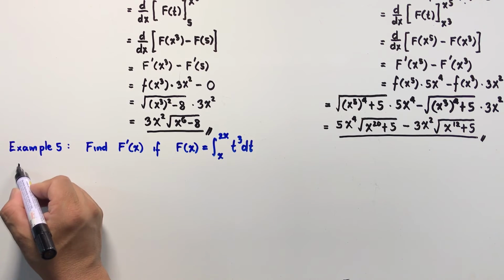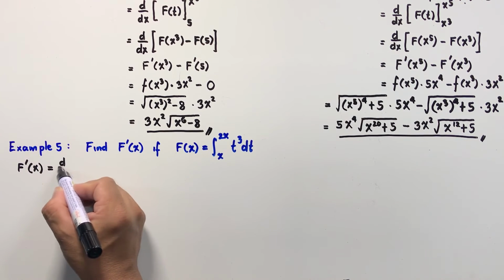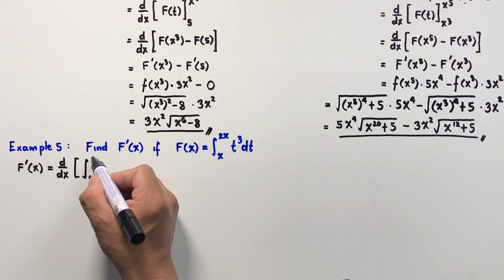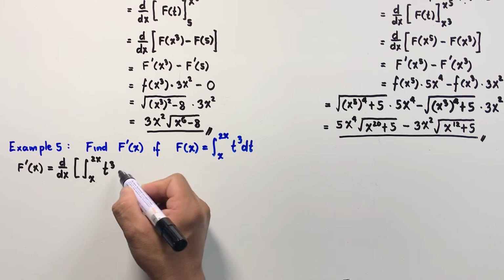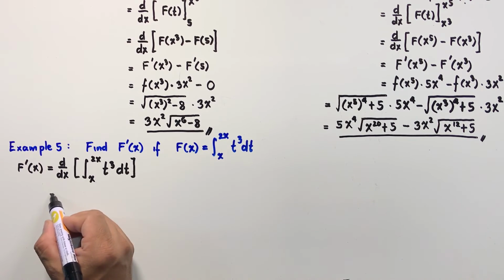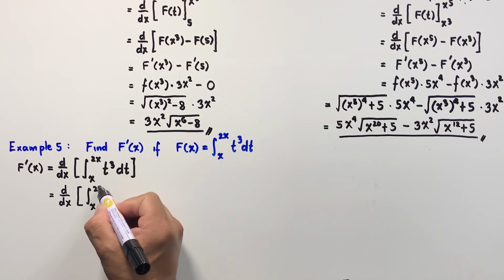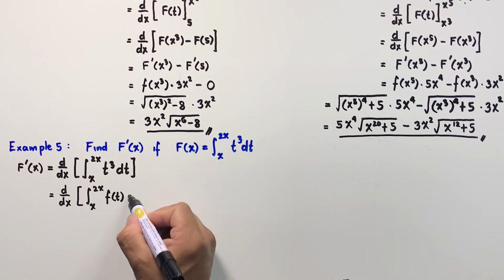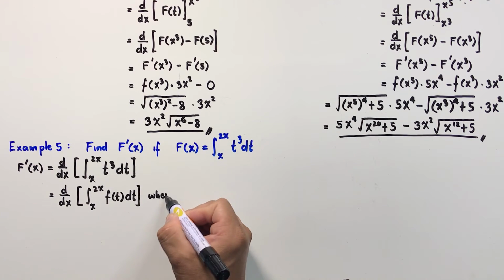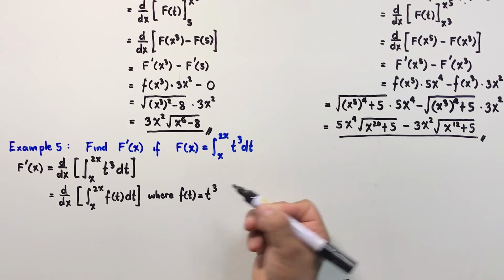So to find the derivative of the big F of x, this is just the derivative with respect to x of the integral from x to 2x of the function t cubed dt. And instead of writing t cubed, I will write just small f of t dt. So we need to write here that our small f of t is just t cubed.